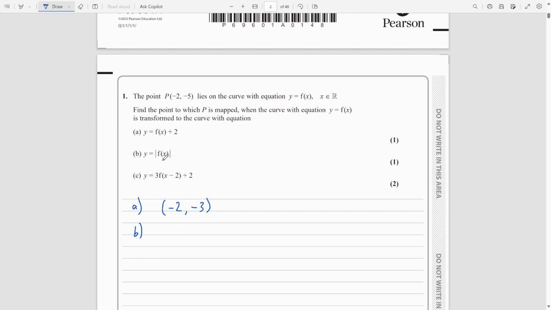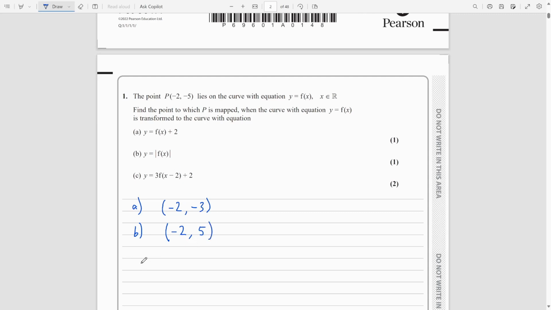How about part B? Well, the modulus of f of x basically makes all of the y values positive if they're not already positive. So it's going to leave the x value alone, but that -5 y value will become +5.